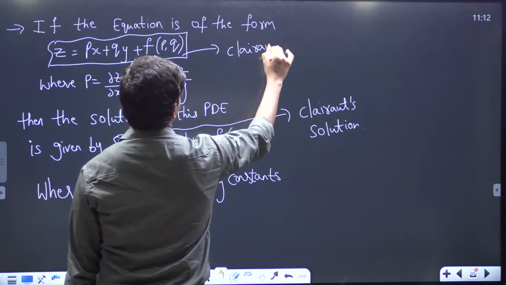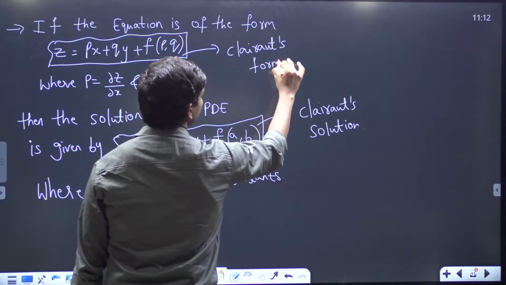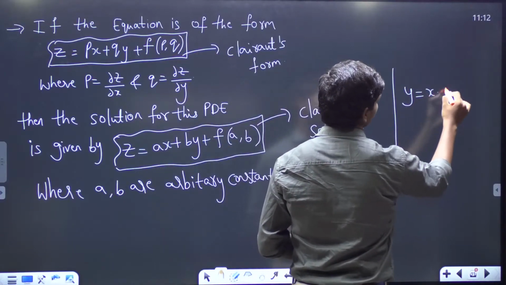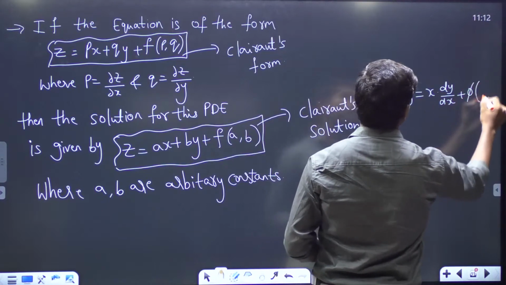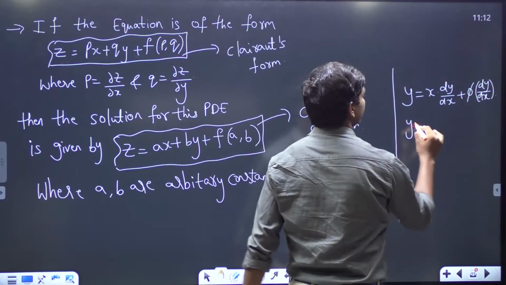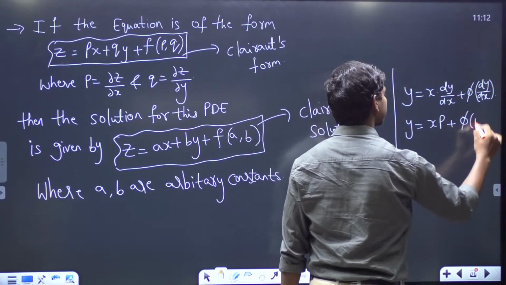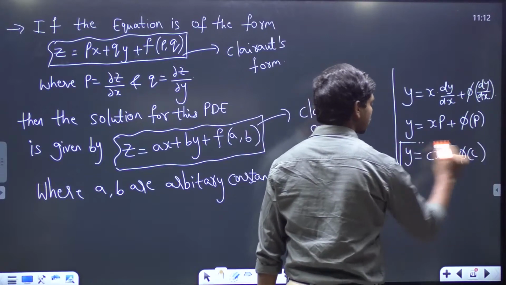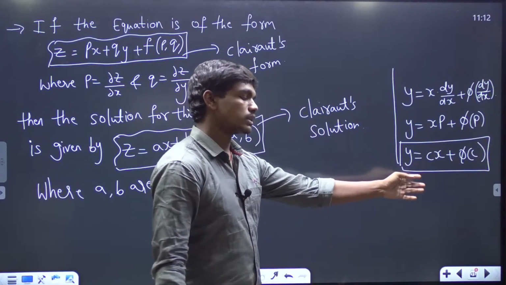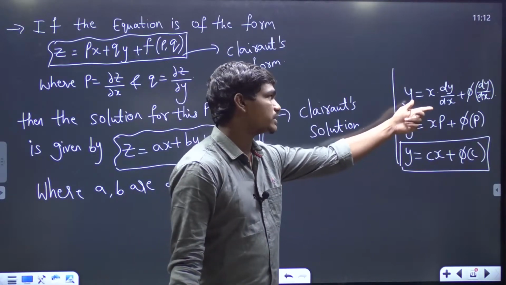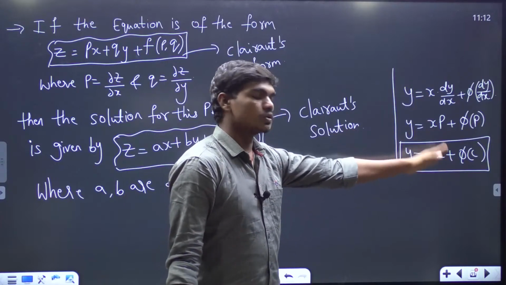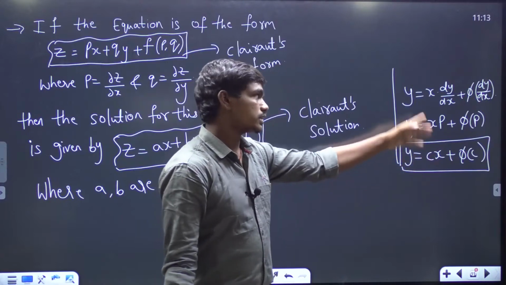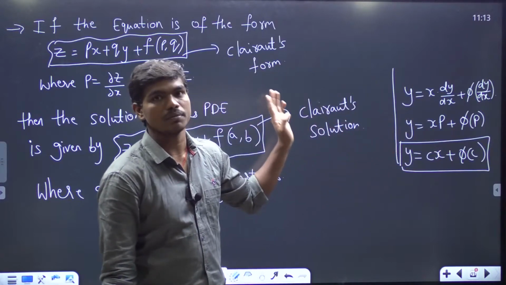In the morning class, at the end of the lecture, I discussed what Clairaut's form is for a single variable. If we have y is equal to x into dy by dx plus some function of dy by dx, which can have nonlinear terms as well, then taking dy by dx as p, the solution is y is equal to cx plus phi of c, where c is an arbitrary constant. So you get the solution by replacing p with c. This is Clairaut's form in ordinary differential equations, and this is Clairaut's form in partial differential equations.